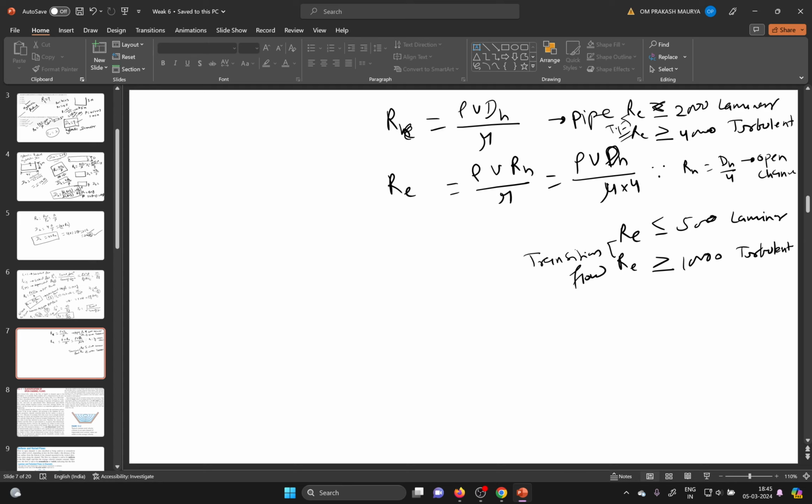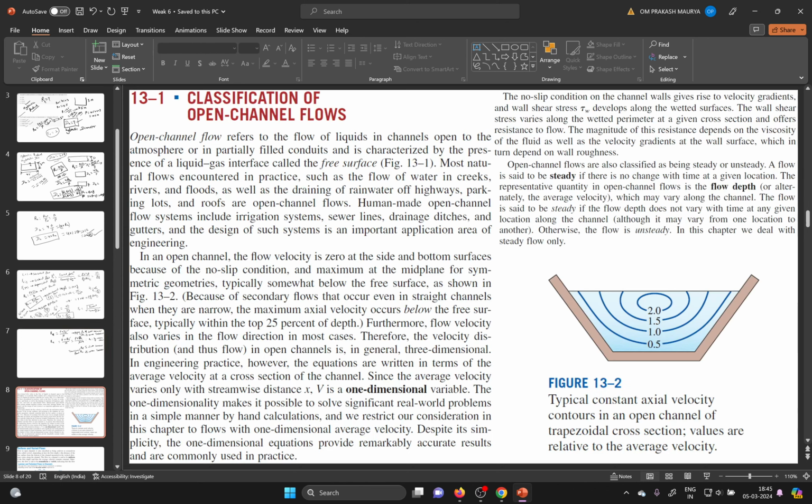So this is about the Reynolds number. In pipe flow generally we consider the Dh, that is hydraulic diameter. In case of open channel flow we consider the hydraulic mean radius. So now moving ahead, another thing, this is very important.